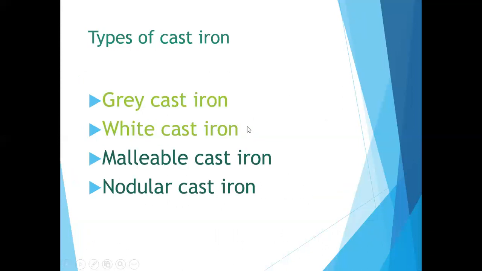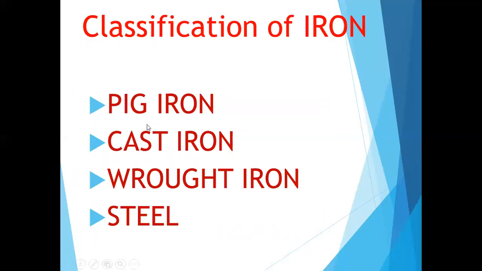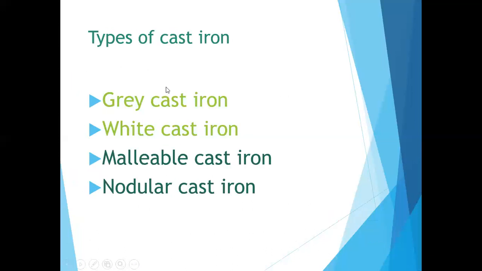Then again, there are mainly four irons: pig iron, cast iron, wrought iron, and steel. Cast iron is again classified into four types. One is gray cast iron, the second one is white cast iron, the third one is malleable cast iron, and the fourth one is nodular cast iron.